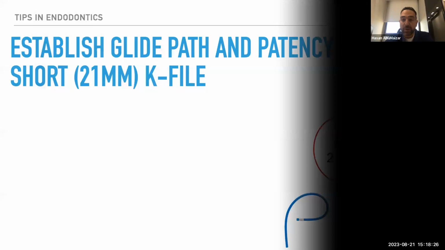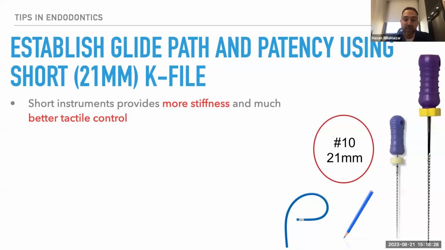My tip and recommendation would be to always use files number 10, 21 millimeter length, to secure your glide path, to secure your canal. As you all know, the average length of the root canal in molars is around 21, 22 millimeters. So in most cases, 21 will be enough. Sometimes if you need 25, that would be fine if you have a long root. Rarely will you need more than that in posterior molars.